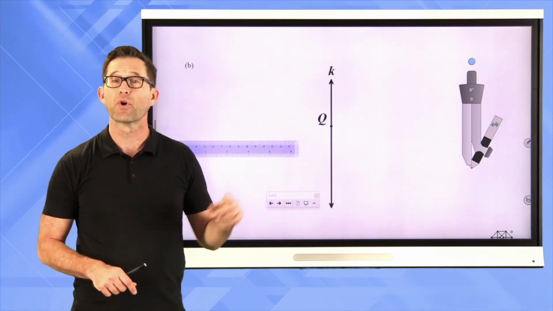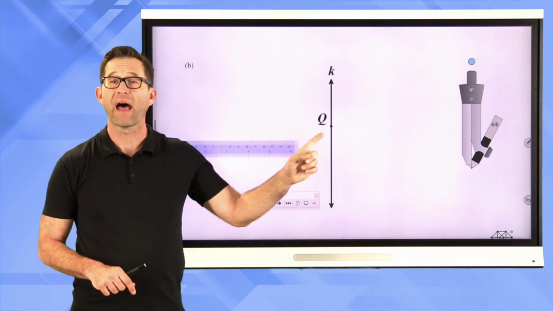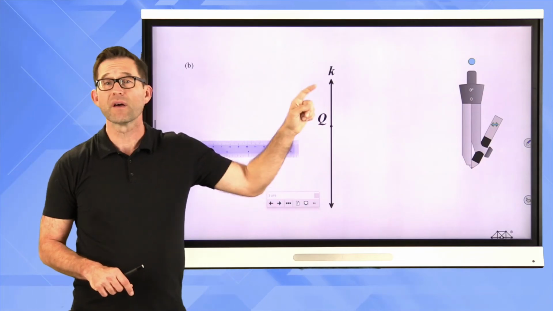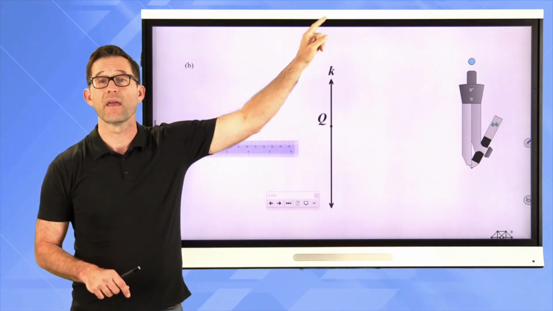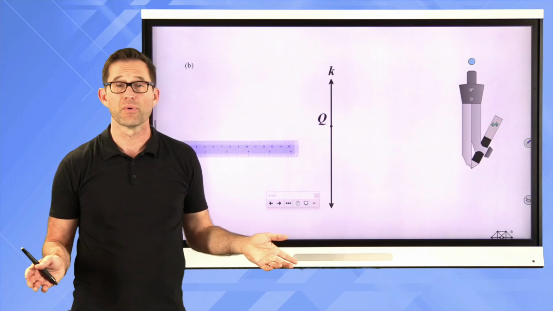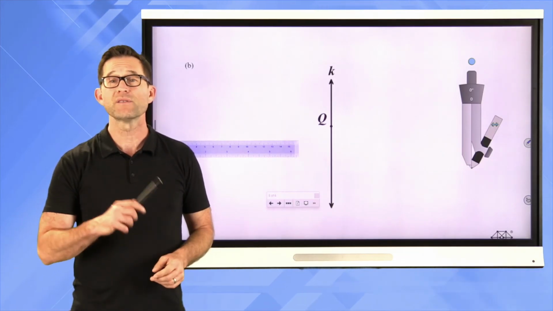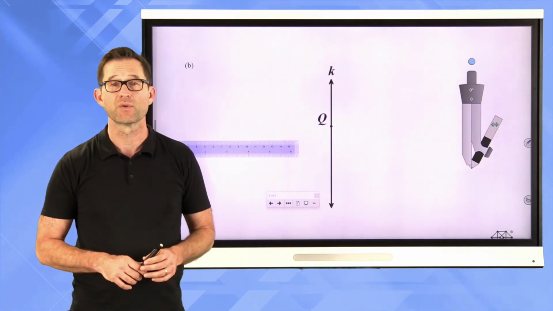Construct a line that is perpendicular to line K and passes through point Q. Now you may decide that you want to extend line K up in this direction some. That is completely okay if you need to. Pause the video now and go ahead and make it through this construction.